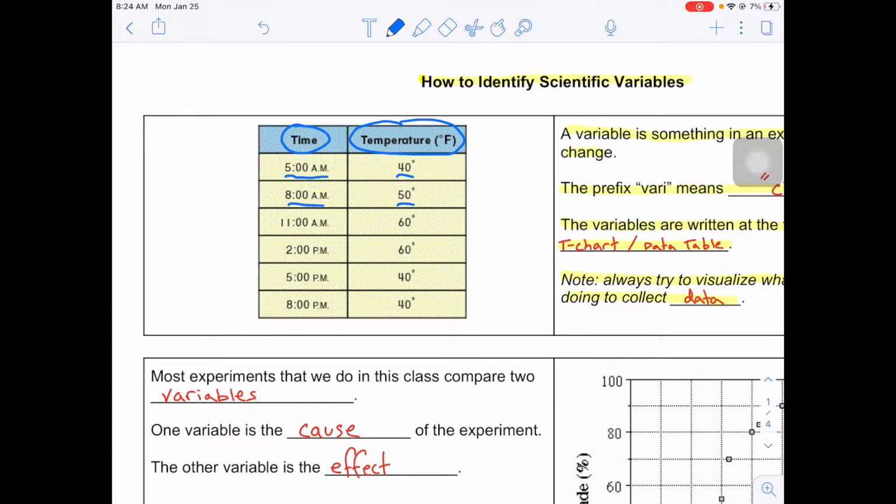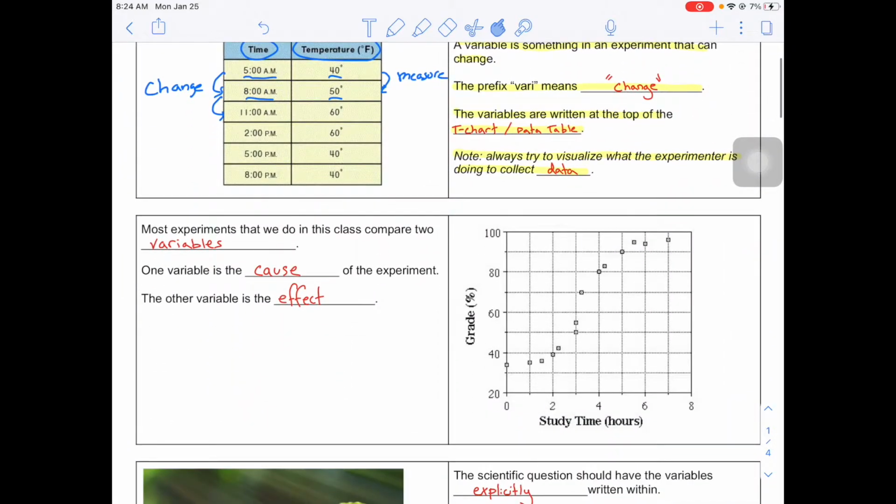So a couple things. Let's just note that on the left, the experimenter changed the time. They could directly change that. They waited and they picked what time they wanted to go outside. And then the experimenter used a thermometer, collected data, and on the right side of this data column, we see the data that they measure, or the results. So most experiments in this class compare two variables. One variable is the cause of the experiment, and the other variable is the effect.